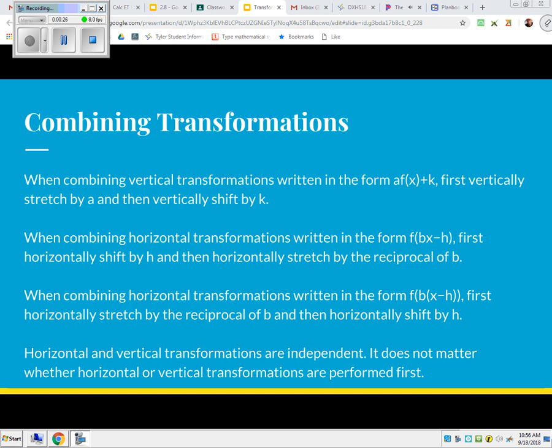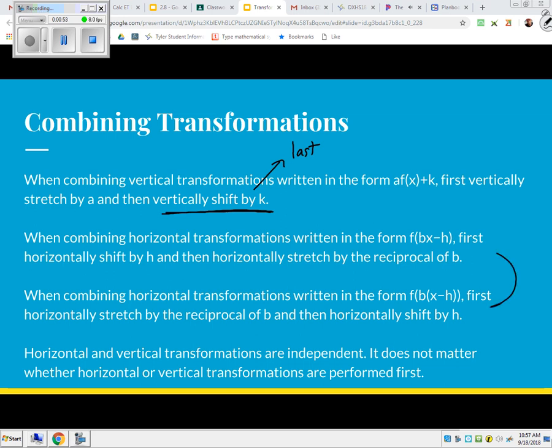I just grabbed these tips from the book. A couple notes I want to make on this is this vertical shift by K units. I always do this dead last, and I'll try to label that today when we go through it. But anytime I vertically shift something K units, that is the very last transformation. I want to do my reflections, my stretches, my compressions, everything before that.